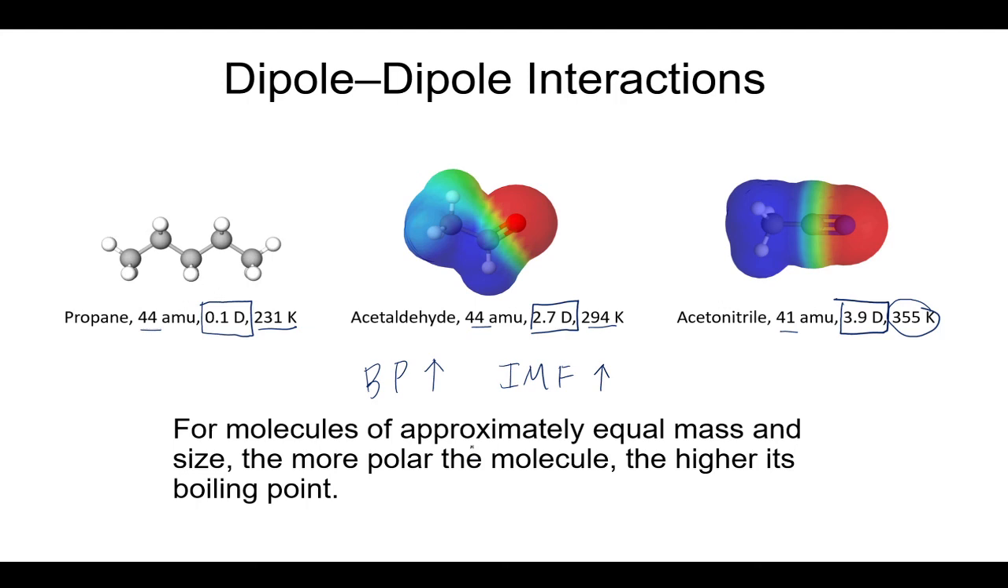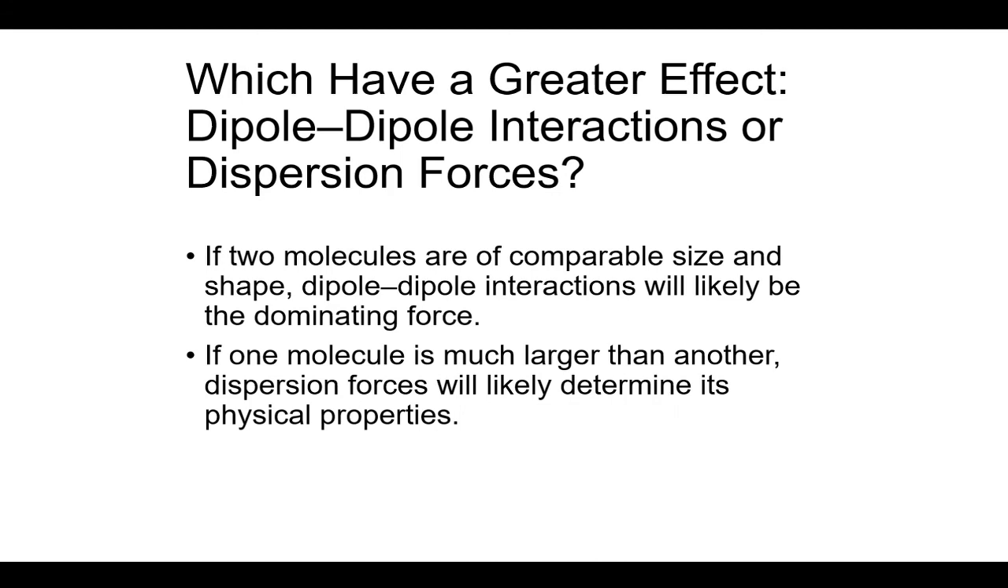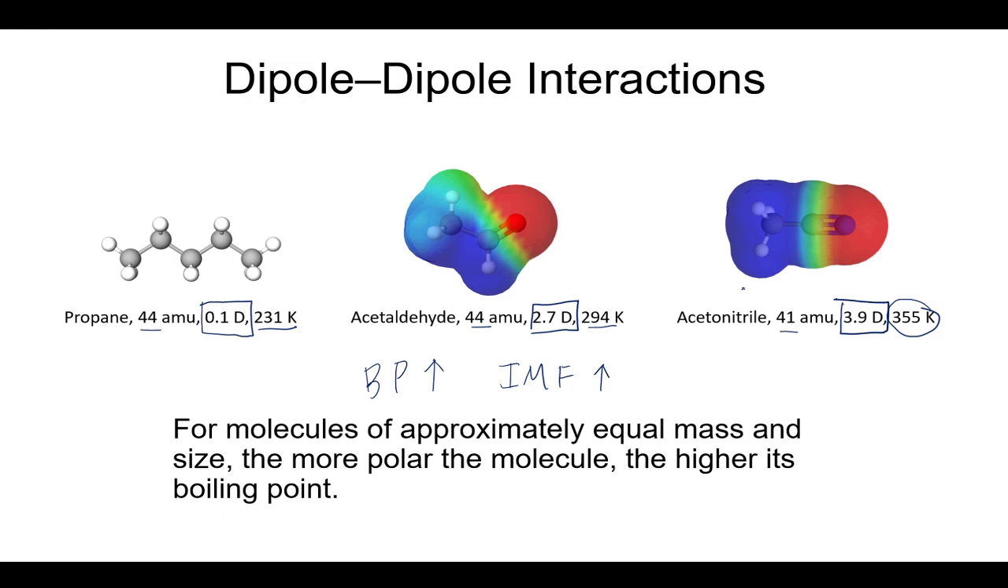Now, since these things with dipole-dipole interactions also have dispersion forces, which has a greater effect? Pound-for-pound, dipole-dipole interactions are stronger. So if the molecules are of comparable size and shape, then the dipole interactions are likely the dominating force. That's exactly what I'm showing here. There's a big change in these boiling points because there's a big change in the dipoles.